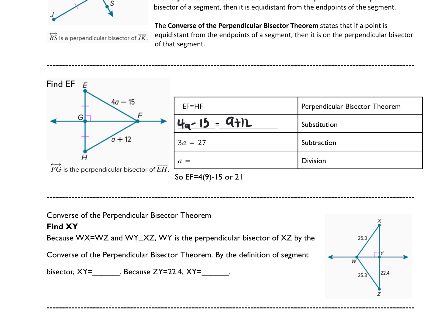And then we can subtract a from both sides to get 4a minus a, so make that 3a, and add 15 to both sides to get 27. And then we divide both sides by 3 to get that a is 9. So EF is going to be equal to 4 times 9 minus 15. So substitute that 9 back in for a, and we get that EF is 21 units long.